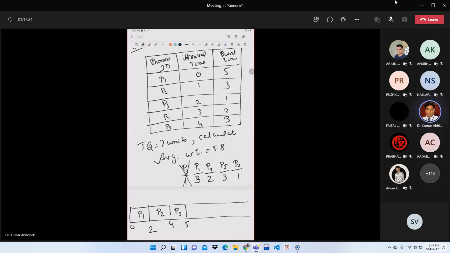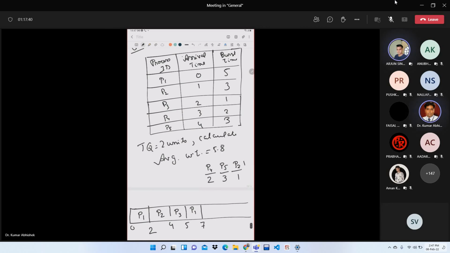What happens now at time 5? P1 is again executed till time 7. What happens at time 7? P1 is at the end of the ready queue. Yes or no? Yes, sir. So this is our ready queue now: P4, 2, P5, 3, P2, 1, P1, 1.